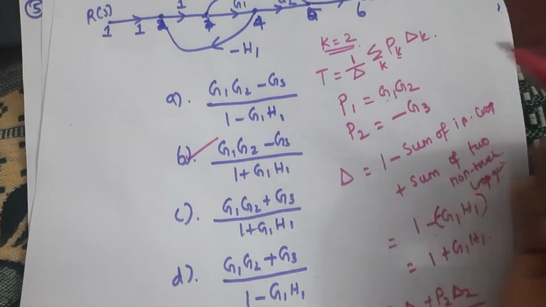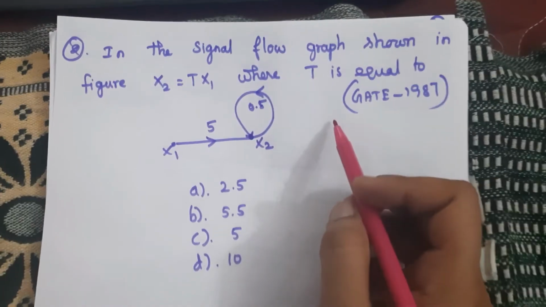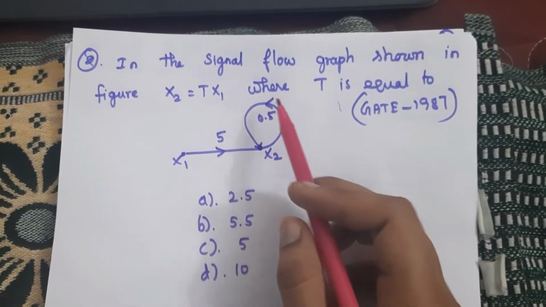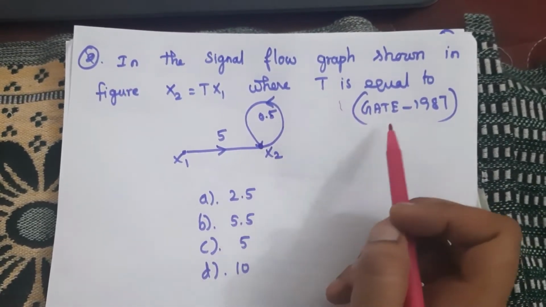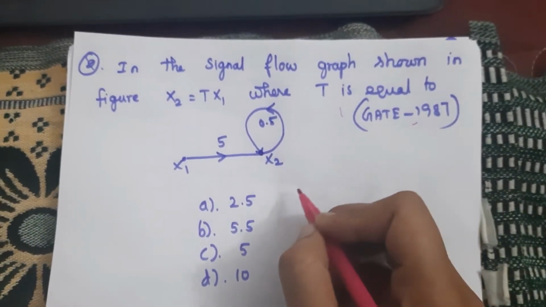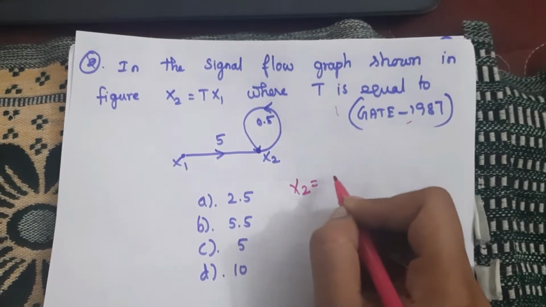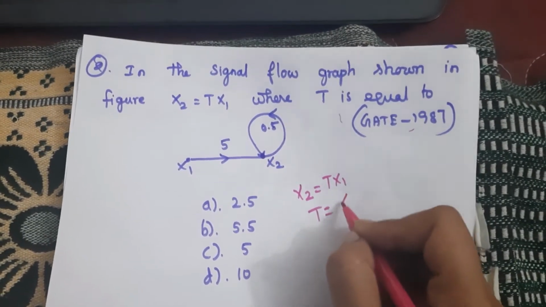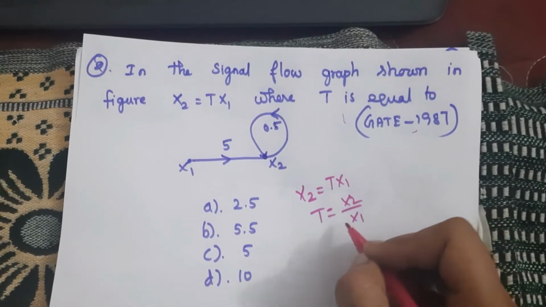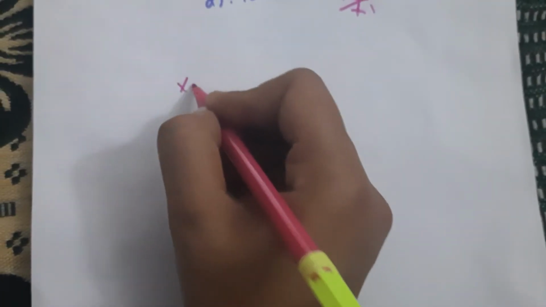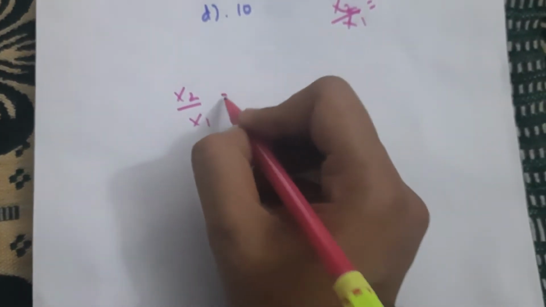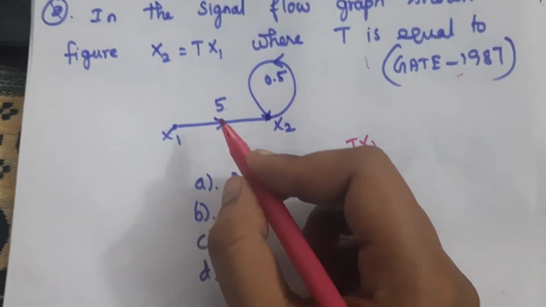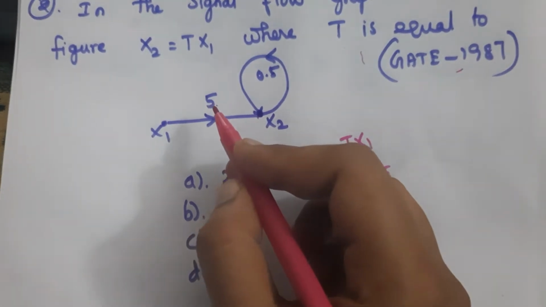So B is the answer. Next question: in the signal flow graph shown in figure, x2 is equal to T x1, where T is equal to... This is a question from 1987, and they have given that x2 is equal to T x1. So T is equal to x2 divided by x1, output divided by input. So x2 divided by x1 is equal to the forward path gain, that is equal to 5.